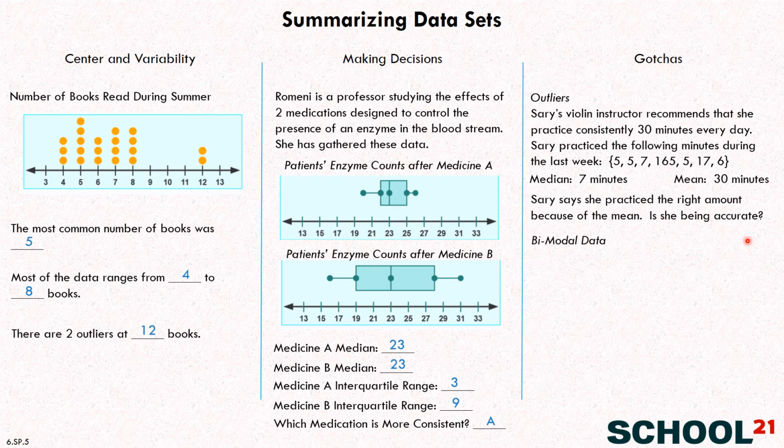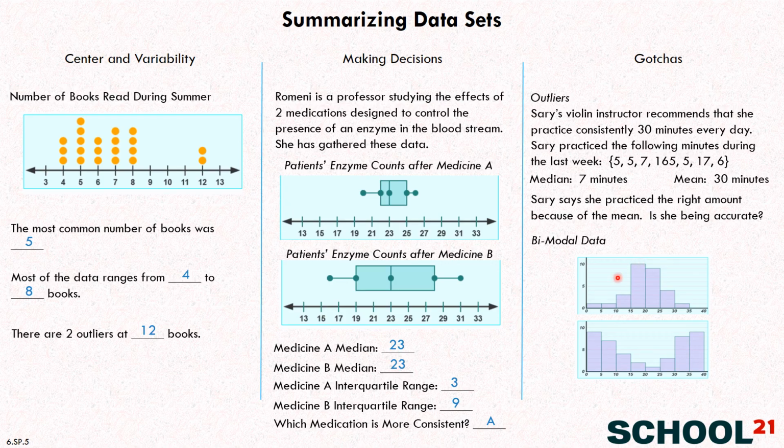Let's look at one other kind of gotcha. This is called bimodal data. A mode is just a place where the data are clustered around. So let's look at 2 different histograms here. Here's one histogram where there's an even distribution with a peak in the middle. And then here's another histogram where there's a mode over here, one cluster, and then there's another cluster over here. So there are 2 modes, like a bicycle has 2 wheels. This has 2 modes, so we call it bimodal.